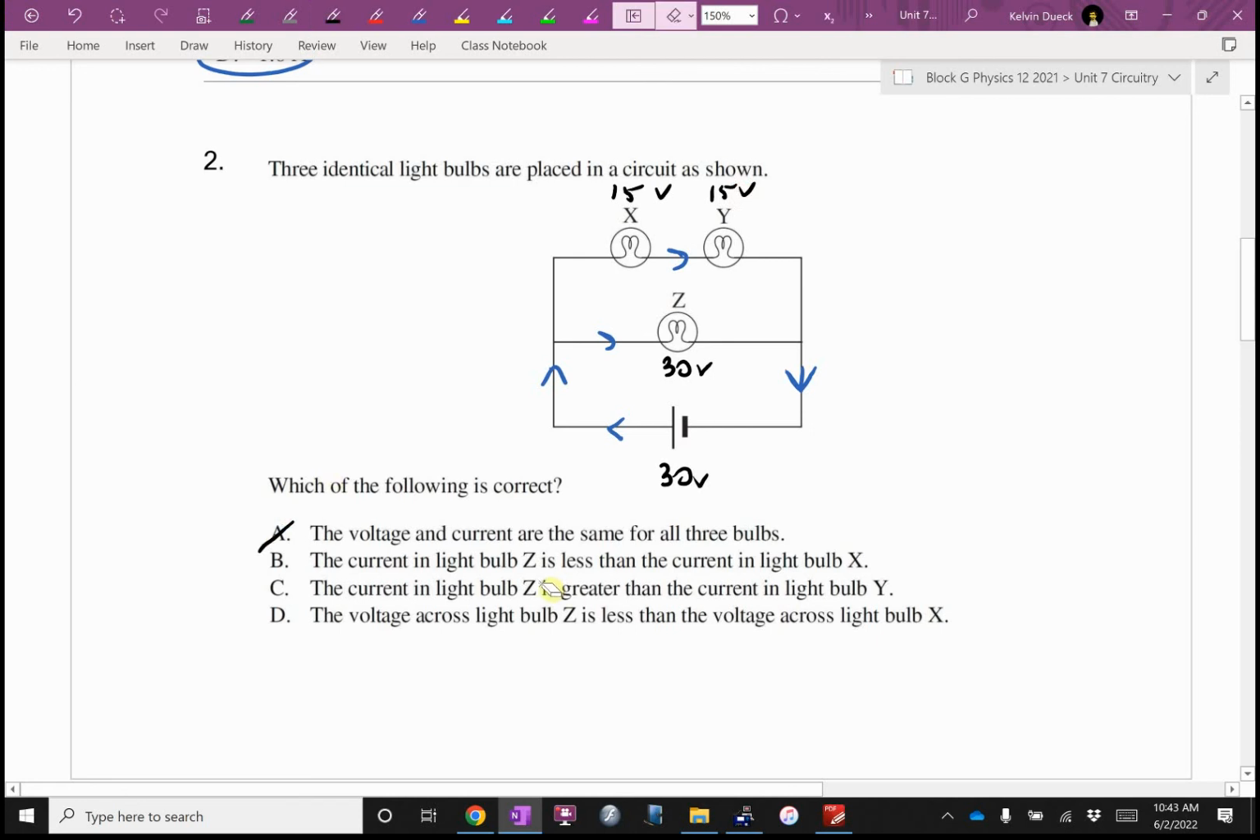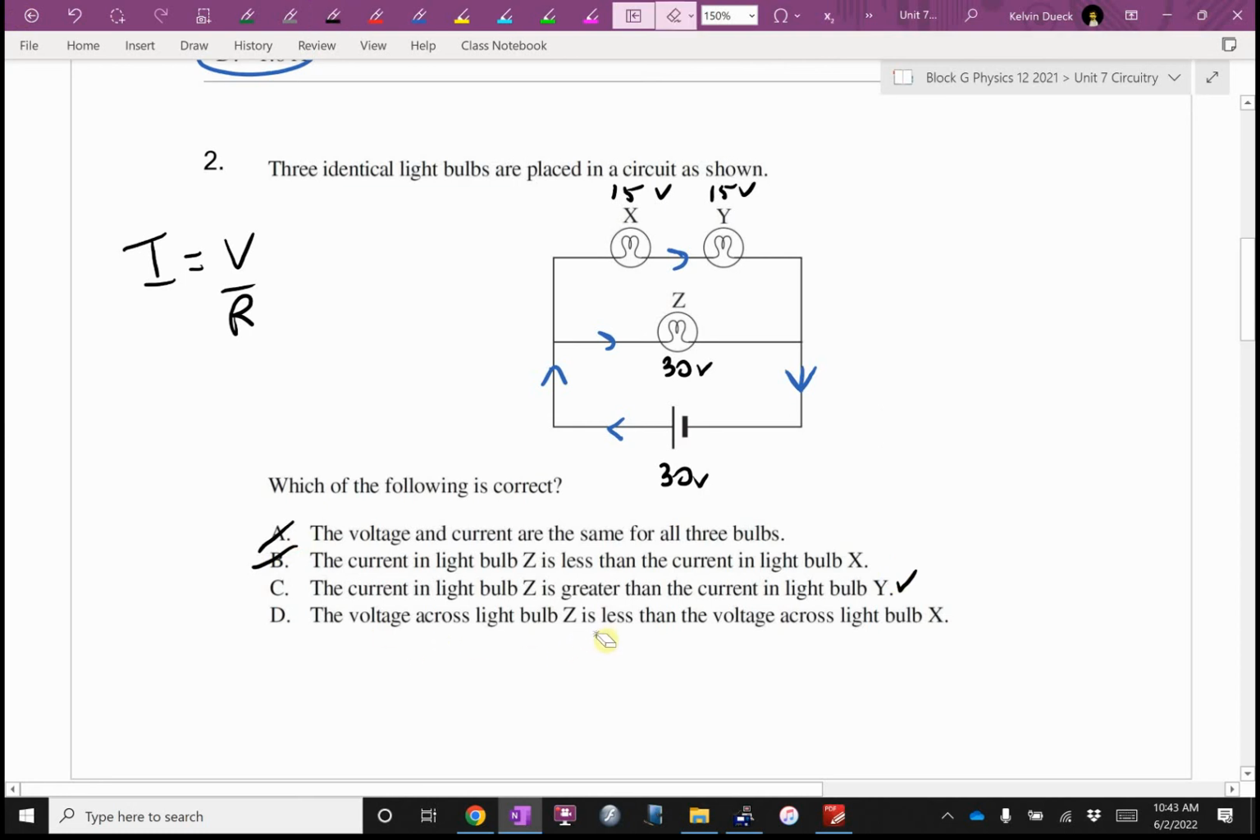The current in light bulb Z is less than the current in light bulb X. Well, current is V over R. In Z, it would be 30 over R. In X, it would be 15 over R. You know what? I think the current in Z is going to be more. Oh, I just said the current in Z is going to be more. I think it's C, but let's look at D.